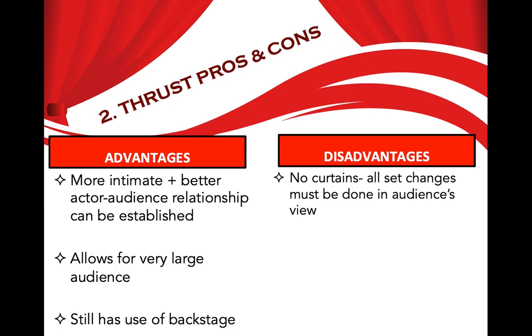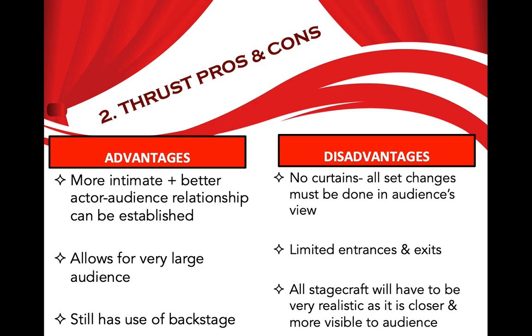Disadvantages: there are no curtains. So all set changes, or any changes whatsoever, must be done within the audience's view. Usually you would want to do set changes behind the grand curtain, so that the audience doesn't see. But with thrust, the audience has to see everything. There are also few entrances and exits, as opposed to proscenium, which would have probably 6 wings altogether. The thrust stage would probably only have 2 entrances and exits.